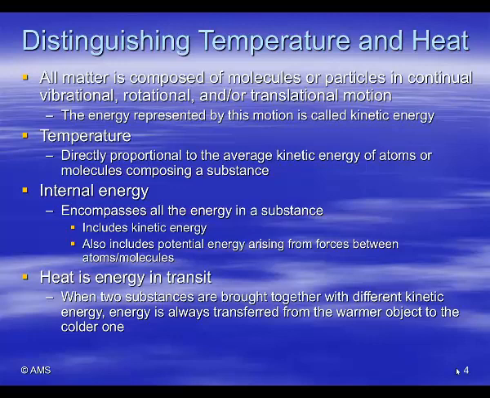Heat is just energy in transit. So when two substances with different temperatures or different amounts of kinetic energy are brought together, the energy is transferred from the warmer object to the colder object. That's what happens naturally. If we have a warm object and a cold object in contact, heat will flow from the warm object to the cold object.